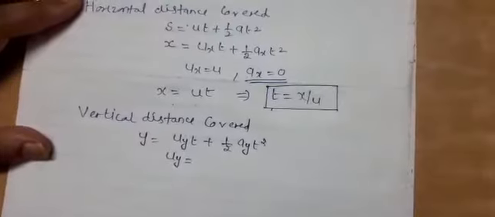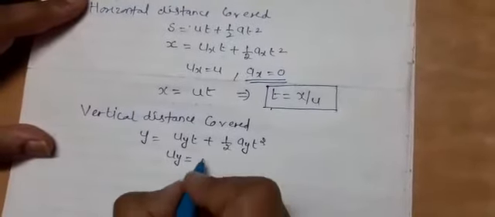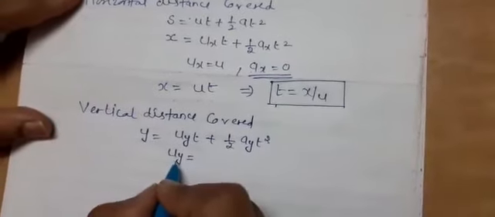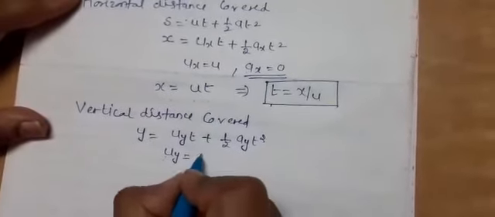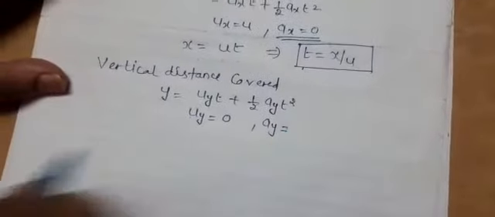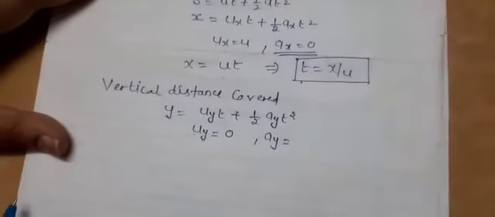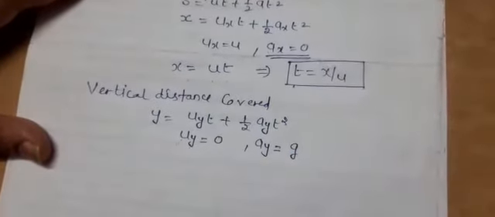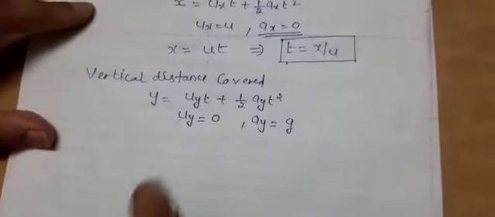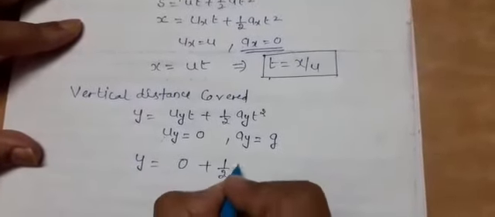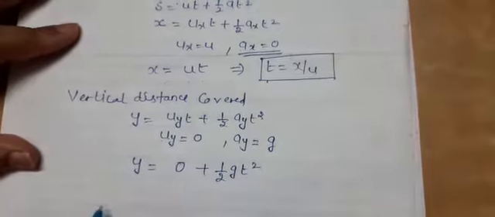As the body is coming downward, first of all you will see that the initial vertical component of velocity is 0. Now, as the body is coming vertically downward, the acceleration due to gravity will be g, and it will be positive as per the convention. So now use the values here. The first term will be 0, the second term will be plus half g t square.